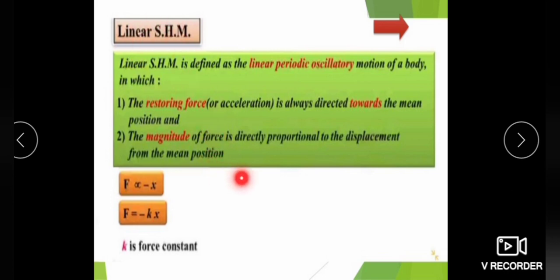Linear SHM is defined as linear periodic motion of an oscillating body in which the restoring force is always directed inwards towards the mean position and its magnitude is directly proportional to displacement from the mean position. That is, F is equal to minus Kx. K is the force constant. It depends upon the material of the spring.